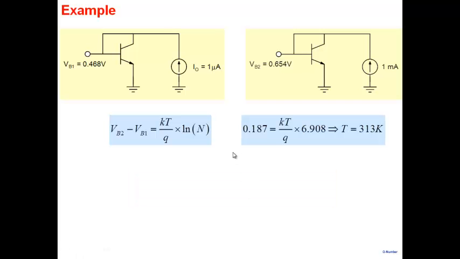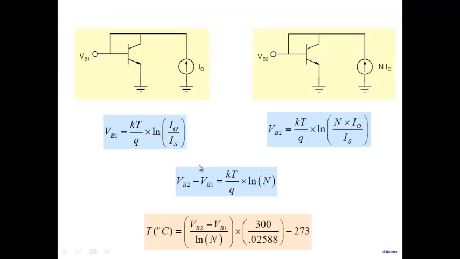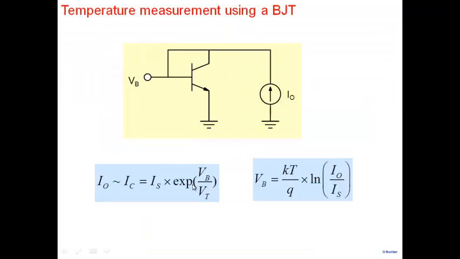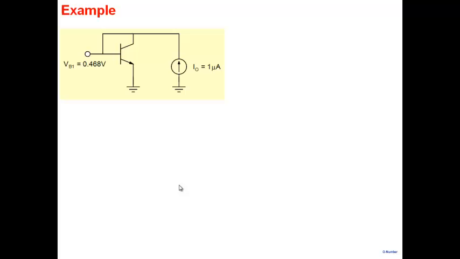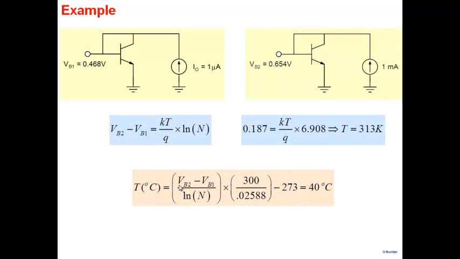Theory is absolutely fine. If you're worrying about whether this equation is really true, it is true. Lots of measurements have shown that IC does go as exponent of VB by VT. There's no issue with that. So there's no problem with the theory that you see here. In theory, things should work fine. In practice, will it work fine?